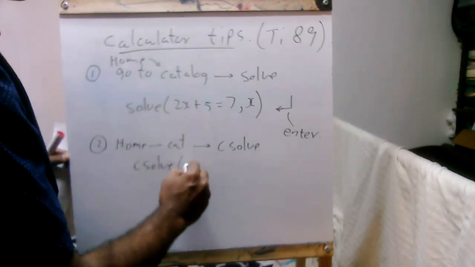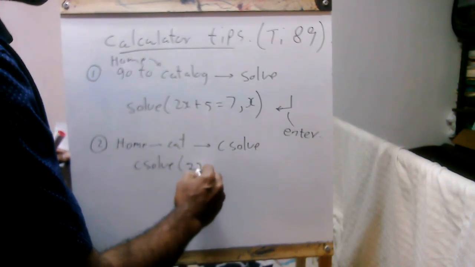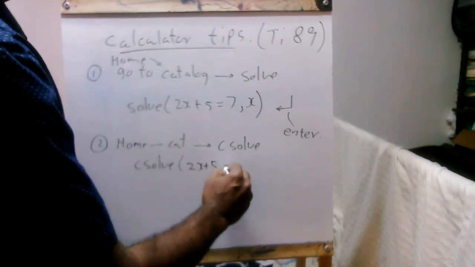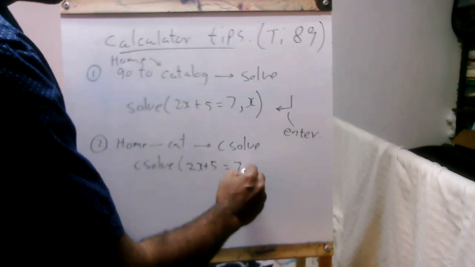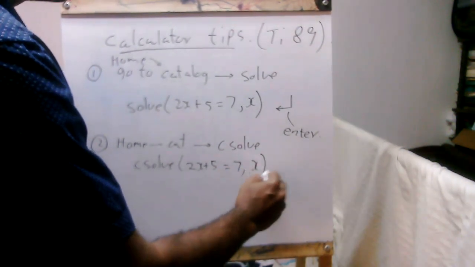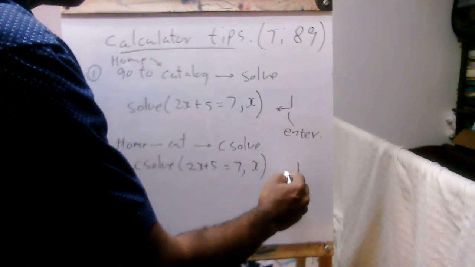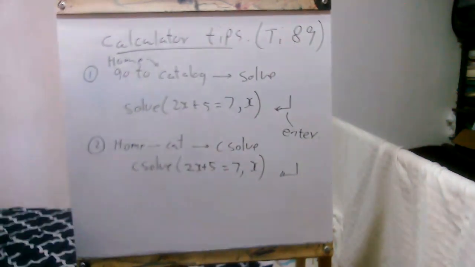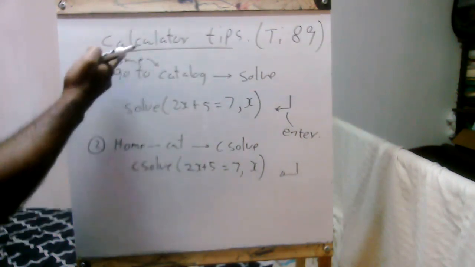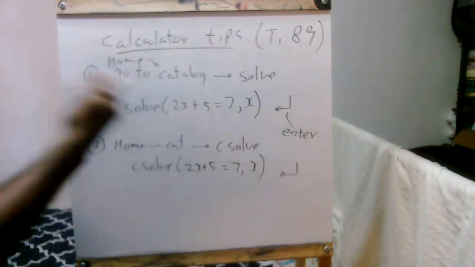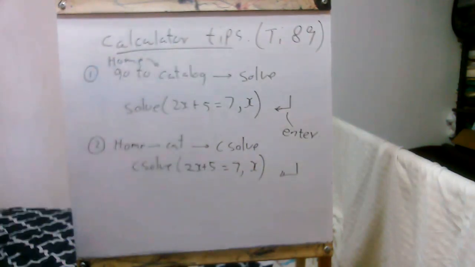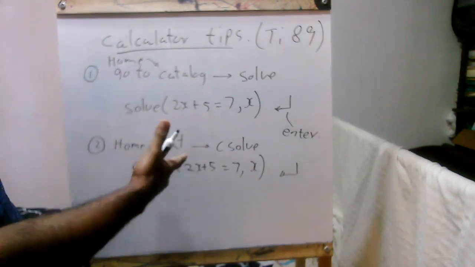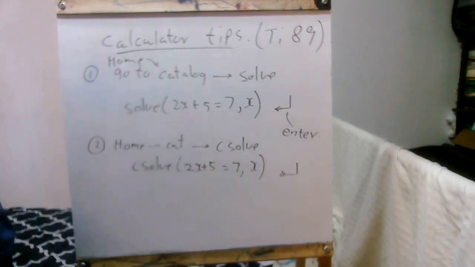You type the equation as it is, 2x + 5 = 7, comma, x, and press the enter button, right? Now you may wonder, how do I know which one to use, solve or C solve? How do I know if I am going to get a complex answer before I enter this into the calculator?